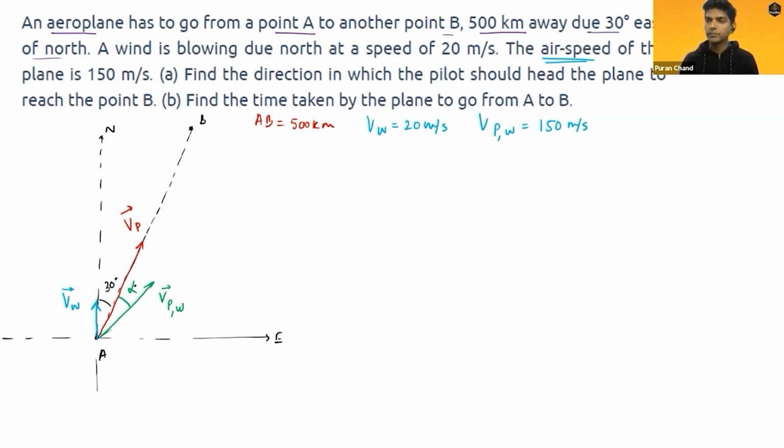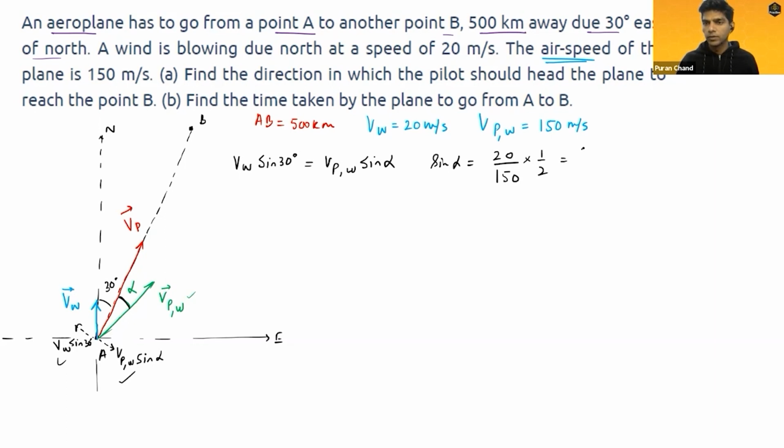Can we find alpha? So VW sin 30 degrees will be equal to VPW sin alpha. So sin alpha will be 20 upon 150 times sin 30, and sin 30 is 1 by 2. So it comes out to be 1 by 15. So sin alpha is 1 by 15, and so we know the angle. The plane will move in a direction making an angle of sin inverse 1 by 15 with AB.